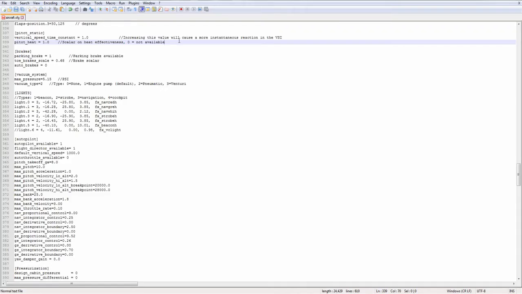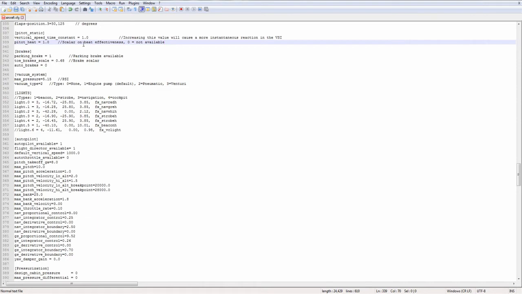Okay, so Pitot-Static System. There's only 2 things that you can have here, and that is the vertical speed time constant, usually going to be 1.0, and either a pitot heat scalar. 0 on the pitot heat scalar means no pitot heat available. Increasing it above 0 makes it more effective. I don't think you want to put a negative number here. 1.0 is the normal.